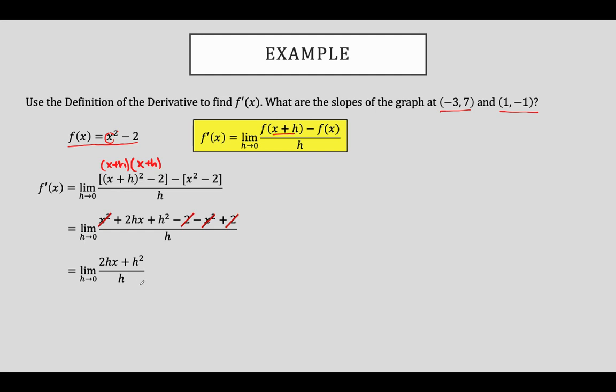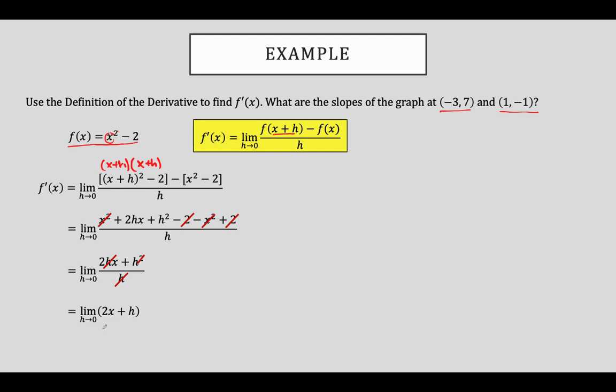divided by h. Well, if I try my direct substitution, I still end up with 0 divided by 0, the indeterminate form. But we can use the distributive property of division and divide out an h from each term in the numerator. If I divide out an h from each term in the numerator, that gives me the limit as h approaches 0 of 2x plus h.